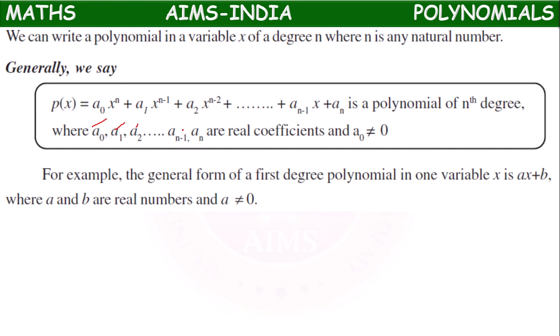a0, a1, a2, ..., a n minus 1, a n are the real coefficients, where this a0 coefficient does not belong to 0, because if it becomes 0, this entire term will become 0, and there will be no x power n, only x power n minus 1 will be there. Instead of nth degree, it will become n minus 1th degree. Like that it will become.